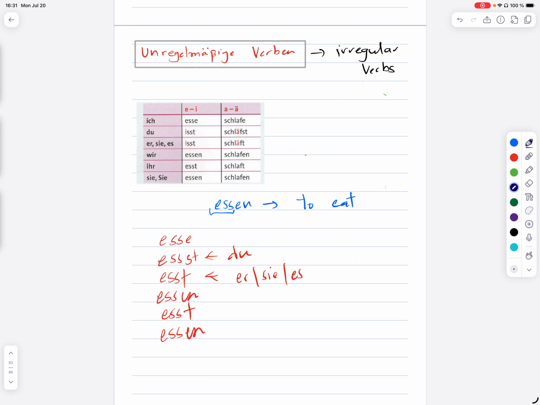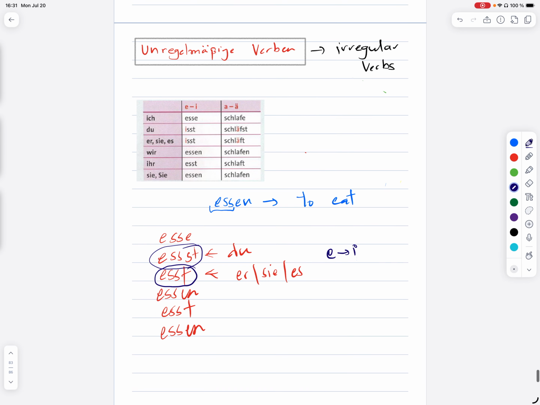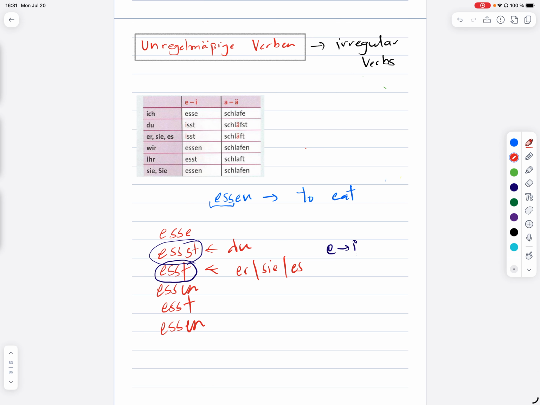And what are the changes? Instead of having esst, we replace e with an i. So e is replaced with i. In the same way, for er, sie, es, e will be replaced with i. So how the conjugation would look like for this case is in the table shown above.